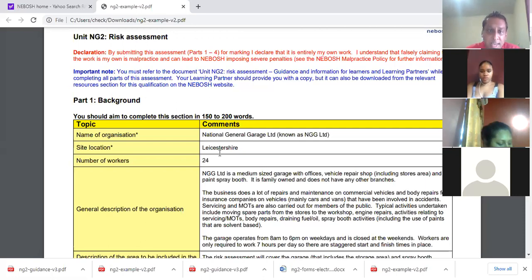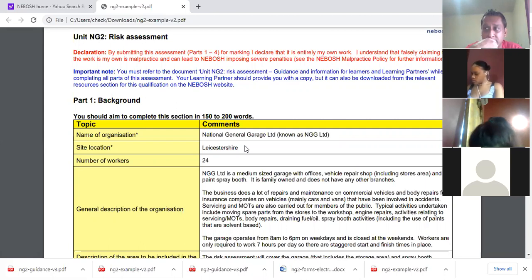So the site location here, Leicestershire, this is where NEBOSH is located. I would want though that if anyone put in this here, if you're putting Claxton Bay or Point Fortin, that you do put, like, Point Fortin, south or southwest of the island of Trinidad and Tobago. So please put that, because we do have some other students in some other countries.